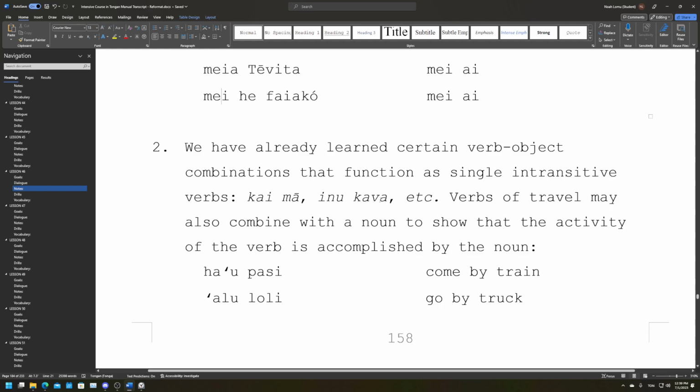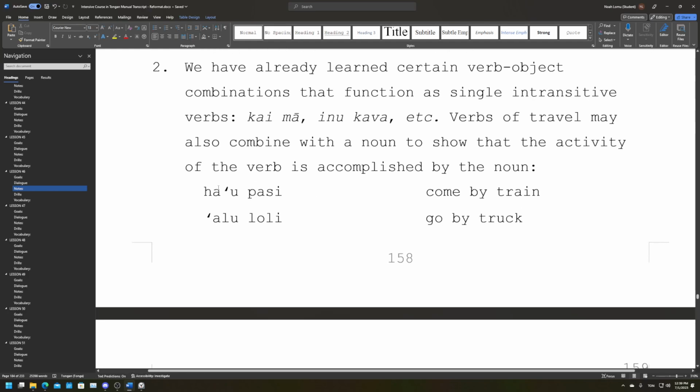Here we have already learned certain verb-object combinations that function as single intransitive verbs. These are things we learned before, like kai ma, inu kava. Similarly, when we're talking about traveling by some means, we can combine a noun with a verb to show that the activity of the verb is accomplished by the noun. So hau pasi, where pasi means, is this really what the book says? Because that is not what pasi means. Basi means bus.